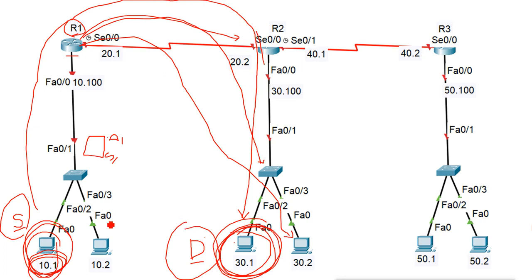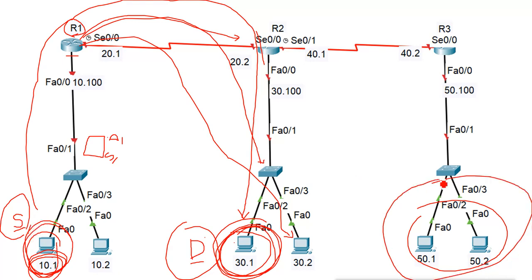Now suppose I am sending something to this whole network. So this machine is sending some data to all the machines in this network. So this will be the source and the destination will be the whole network. So this is important to understand, source and destination.